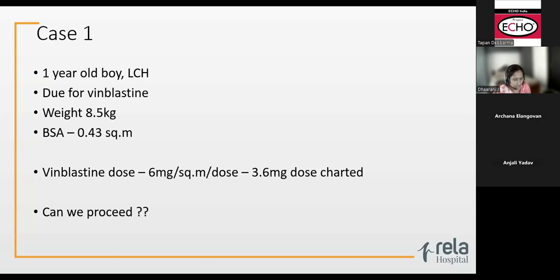Anyone wants to give any comment on this? If anyone wants to unmute and answer, you can, or you can post your answers on the chat box also. So is everyone okay with this order? It looks correct. Body surface area looks correct. Dosing looks correct. So can we proceed?